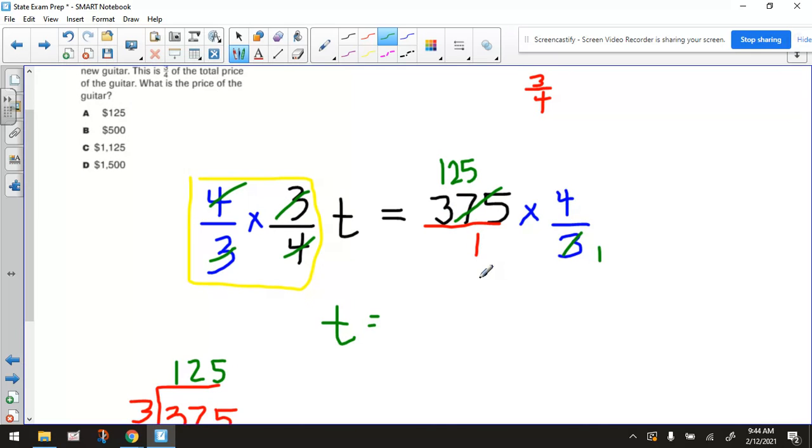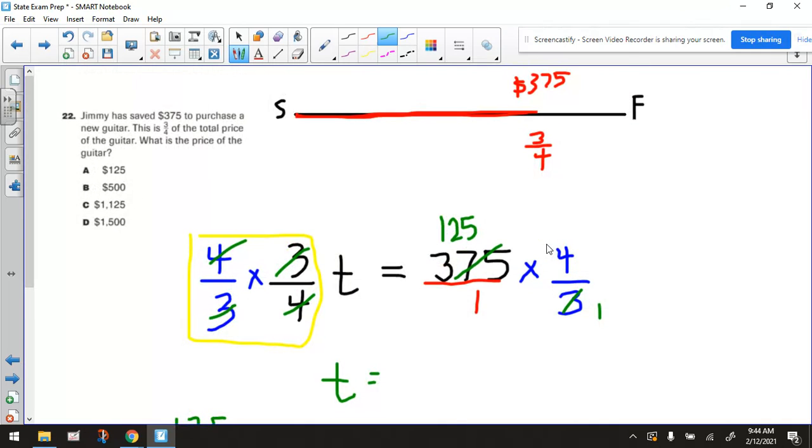Now, you should do a check. If you take your answer that you think it is and multiply it by 3/4, it should give you 375 as a check. And remember, if this is a test, which it is, you want to make sure that you're not making any careless errors.